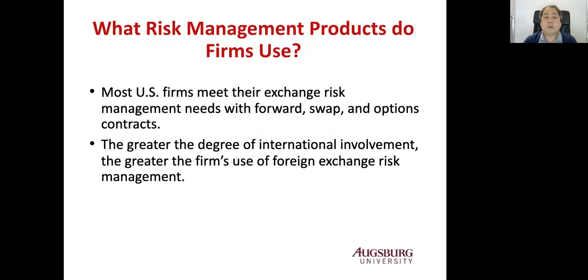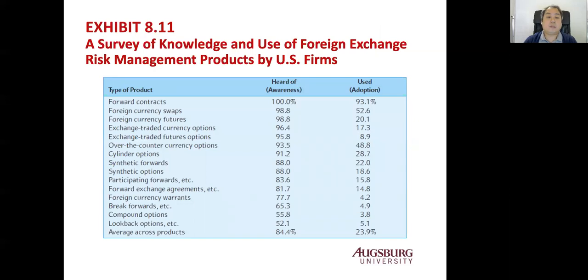So what risk management products do firms use? Most United States firms meet their exchange rate risk needs by using forward, swap, and option contracts. If they have greater involvement in international business, then they have more work on exchange rate risk management. So this is a survey result of the foreign exchange risk management products used by United States firms. And these are the contracts they can use. And 93.1% of US firms actually used forward contracts to hedge their exchange rate risk.